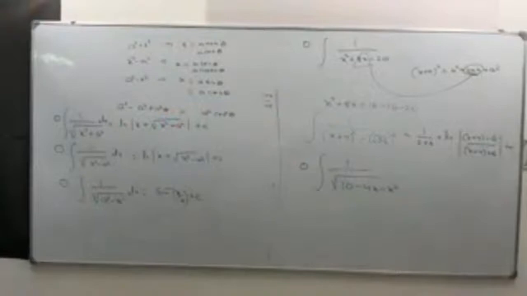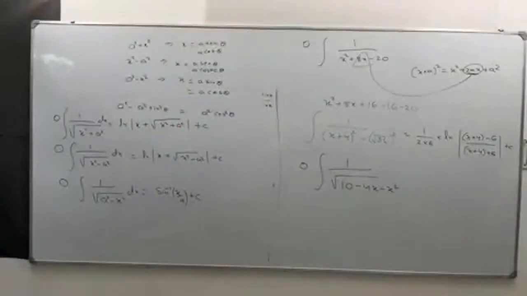Sin inverse (x plus 2) by root 14. Correct. What will be the perfect square? X plus 2, correct. X plus 2 whole square, but that will come with a minus sign. X square is with a negative sign, minus of. That's correct. Till this step you are correct.